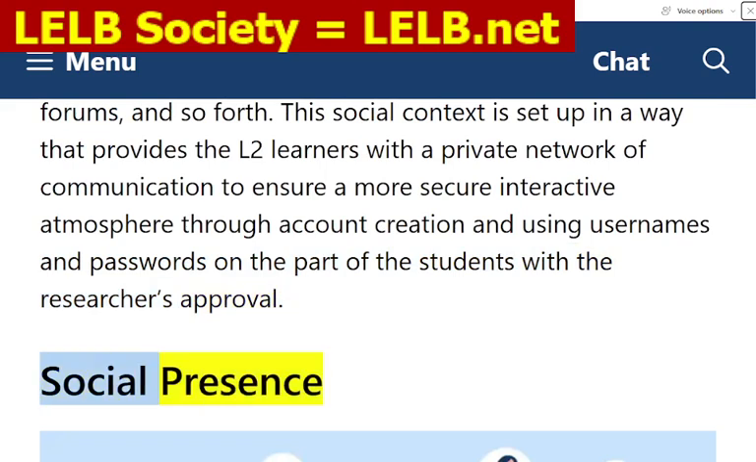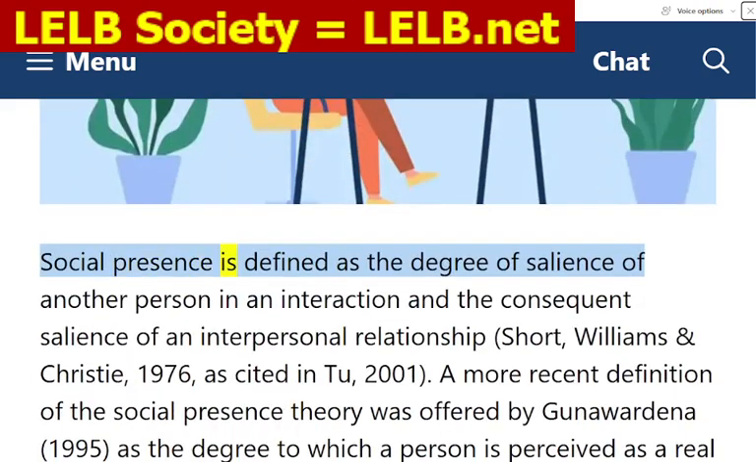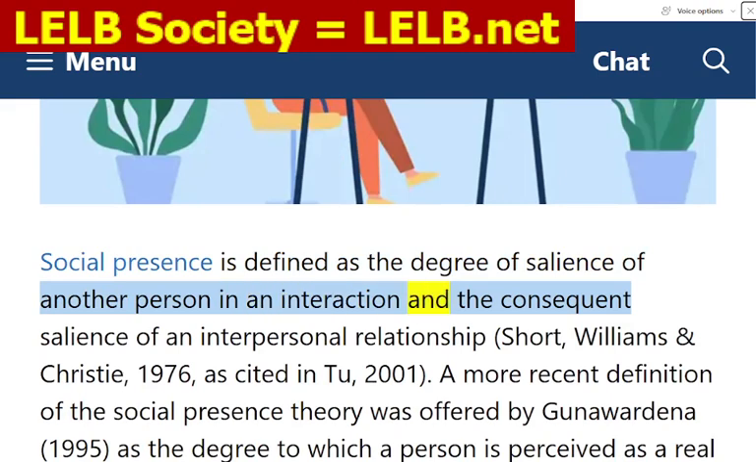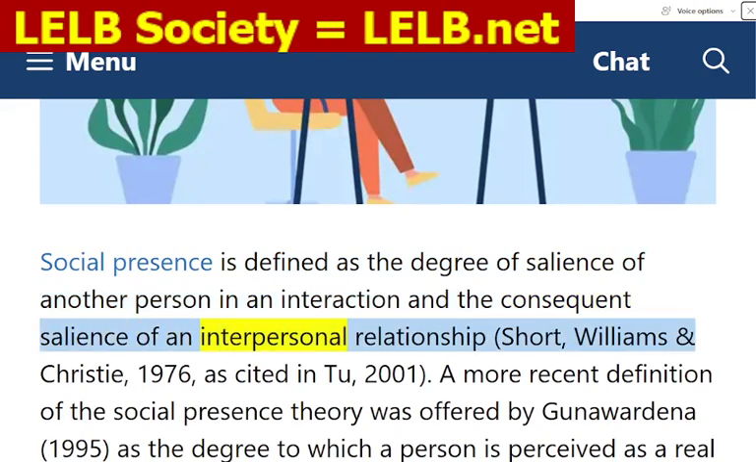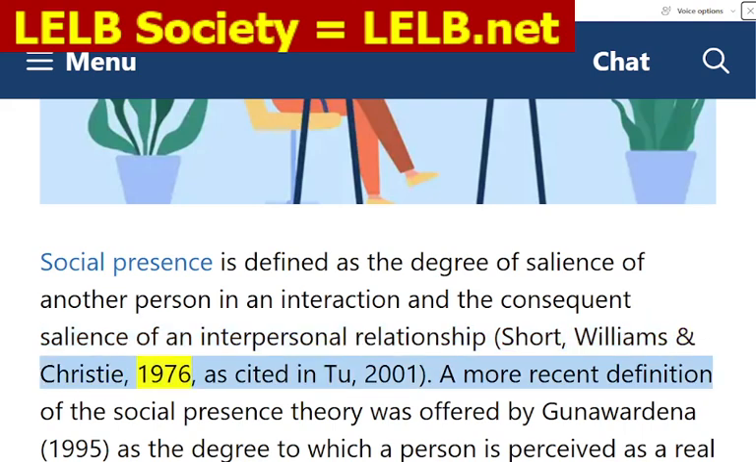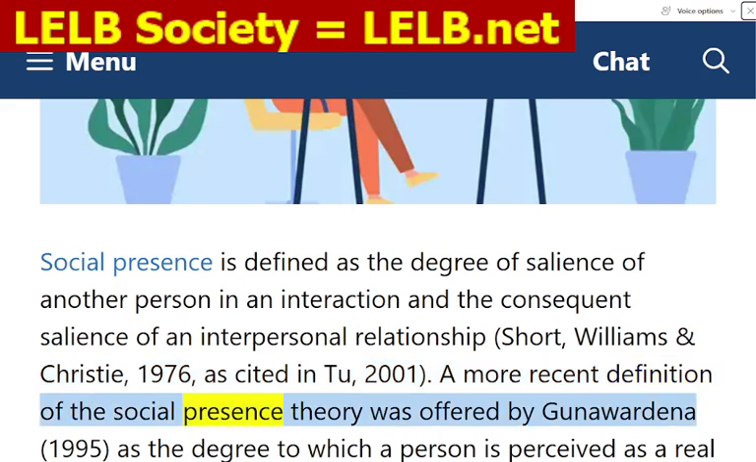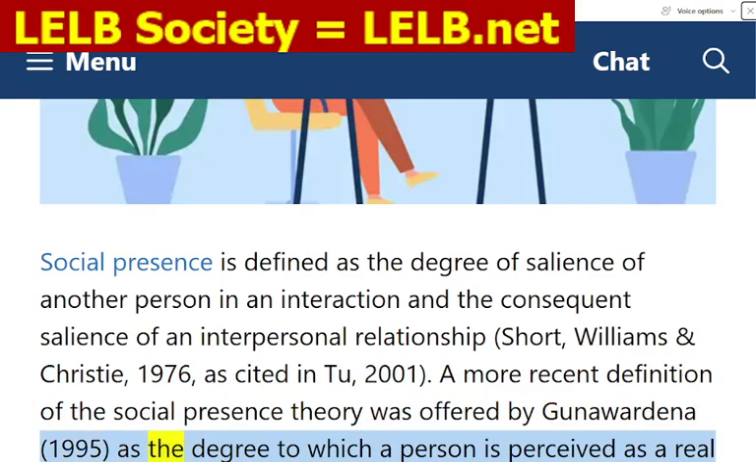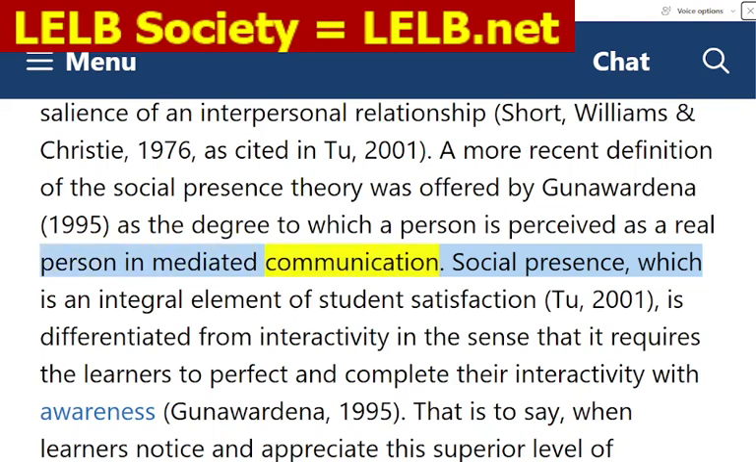Social presence. Social presence is defined as the degree of salience of another person in an interaction and the consequent salience of an interpersonal relationship (Short, Williams and Christie, 1976, as cited in Tu, 2001). A more recent definition of the social presence theory was offered by Gunawardena, 1995, as the degree to which a person is perceived as a real person in mediated communication.